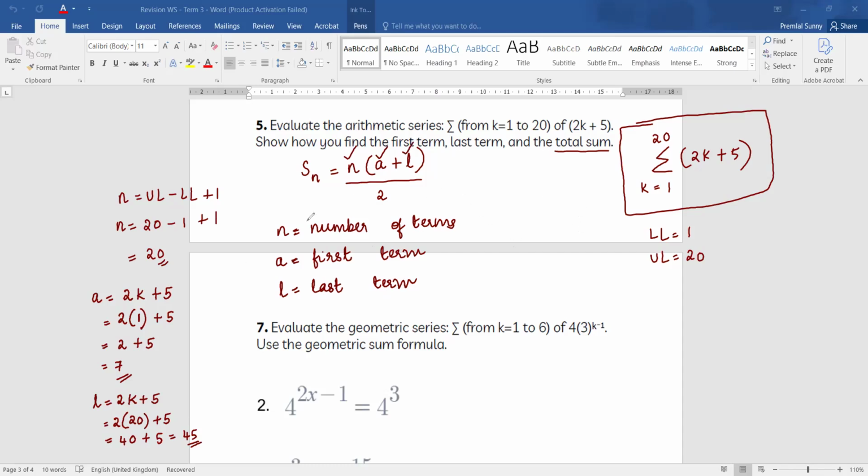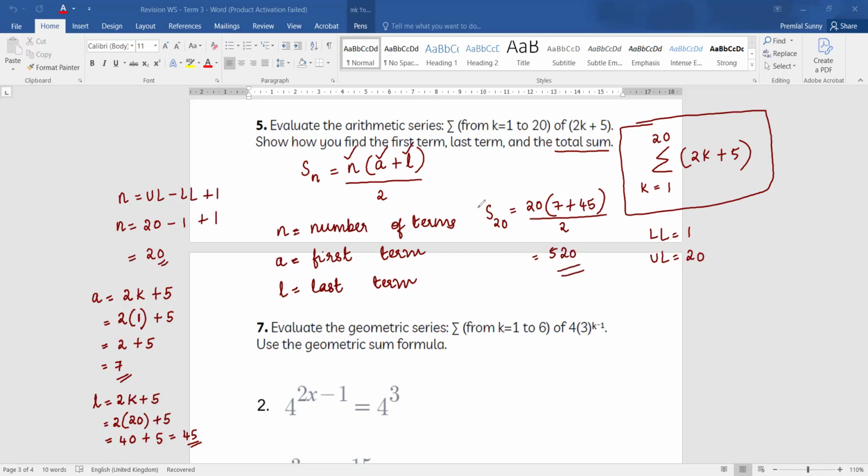Now just put everything in this formula. S20 is equal to n, which is 20, times a, the first term 7, plus L, the last term which is 45, divided by 2. So put the whole thing in your calculator. 20 times 7 plus 45 divided by 2, which will give you 520.